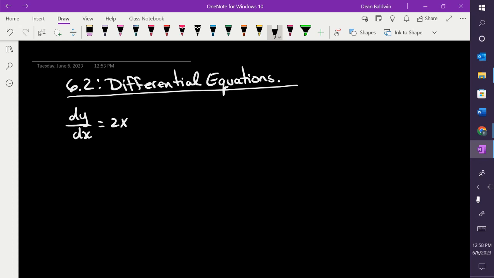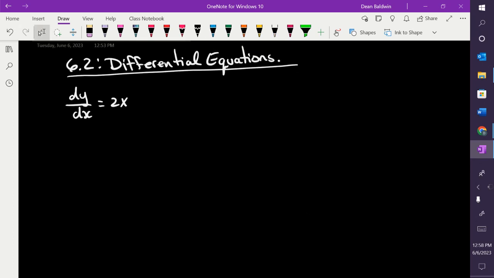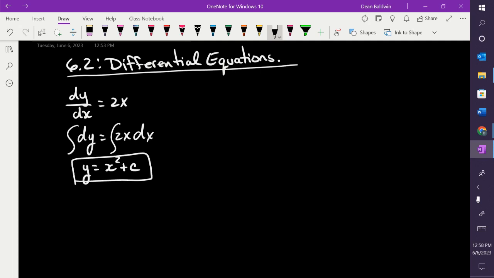So what do you do here to solve it? So yes, you'd multiply up the dx. Then you would do the antiderivative. The antiderivative of dy is just y, right? What's the antiderivative of 2x? Plus c, right? Okay. That's a differential equation. All right?